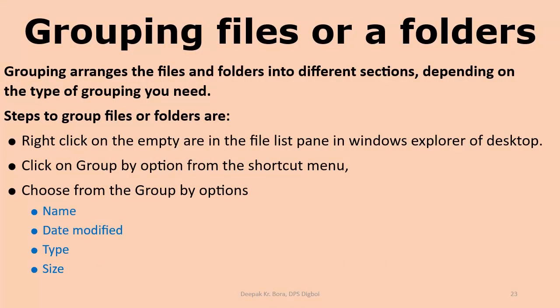Grouping files or folders. Grouping arranges the files and folders into different sections depending on the type of grouping you need. Grouping is important so that we can get the particular file or folder easily. There are different group options: name, date modified, type, and size. I am showing you practically how we can do it.